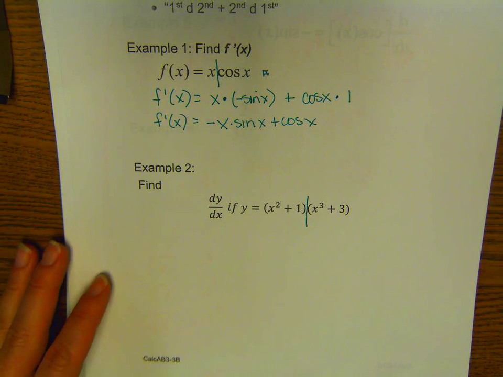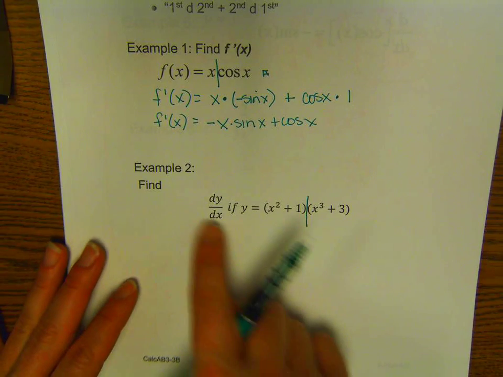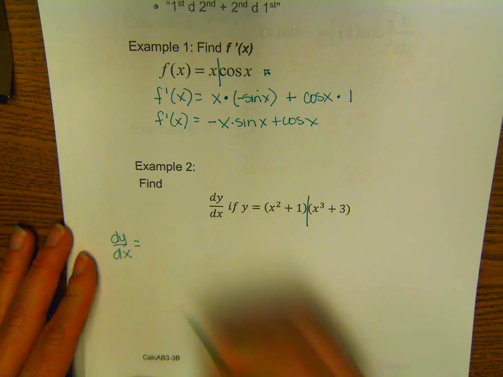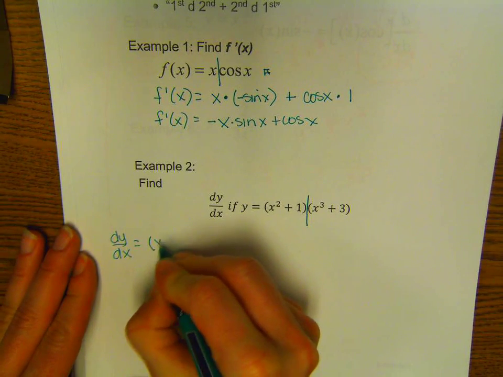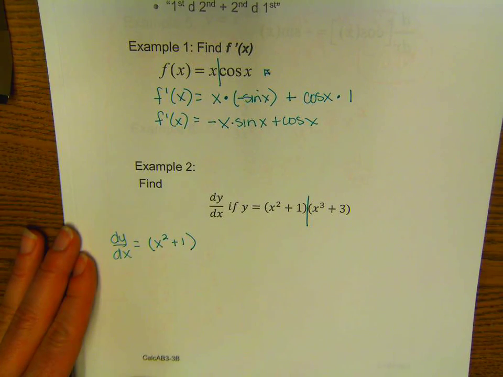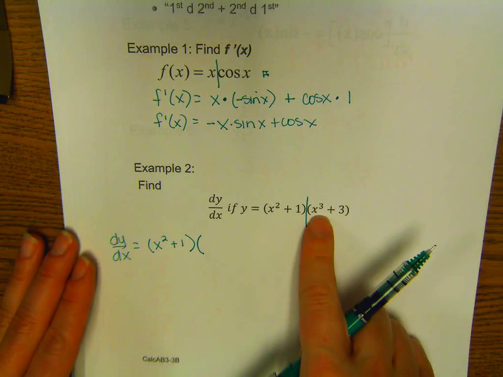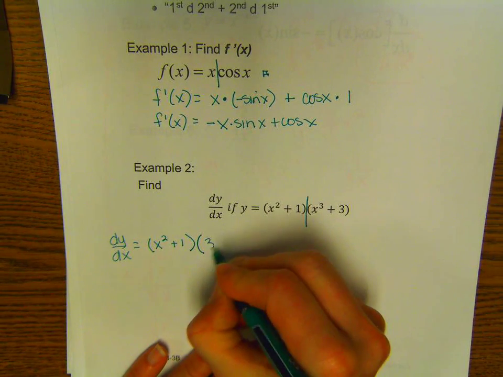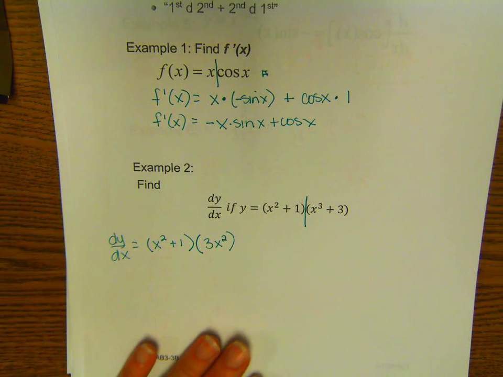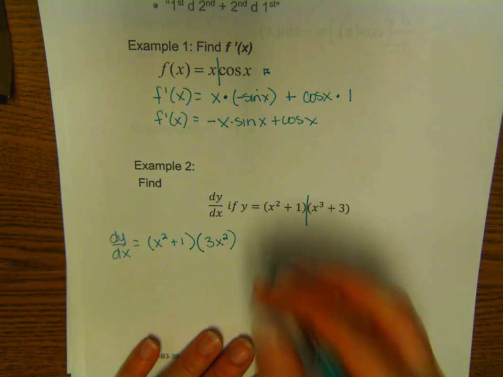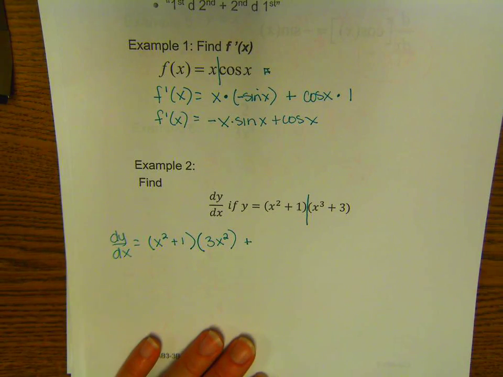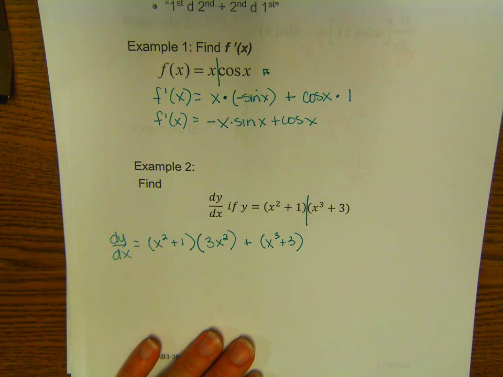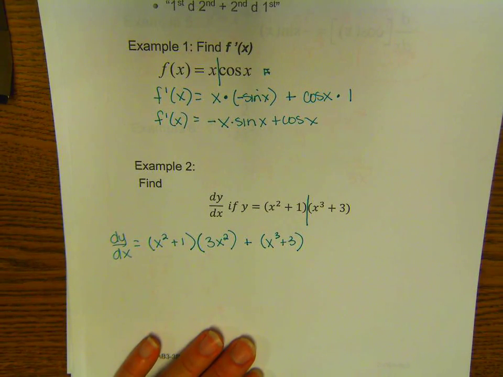So here we go. dy/dx is first d second, so I'm going to take x squared plus 1 times, in parentheses, what's the derivative of x cubed plus 3? 3x squared. Plus second d first. So now I take x cubed plus 3, and what's the derivative of the first thing?